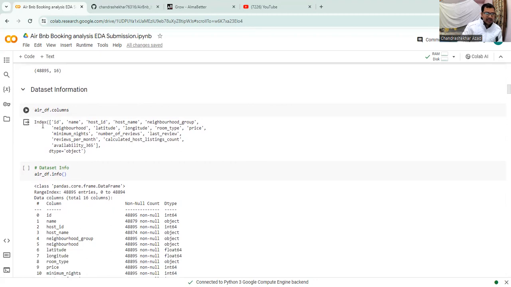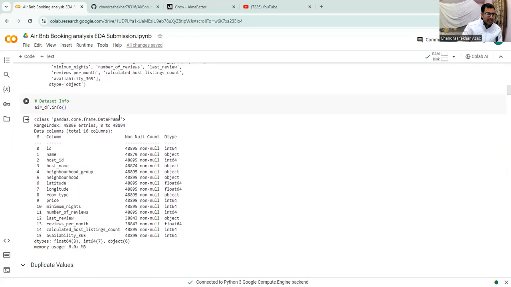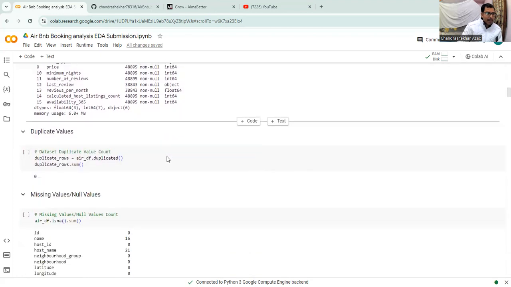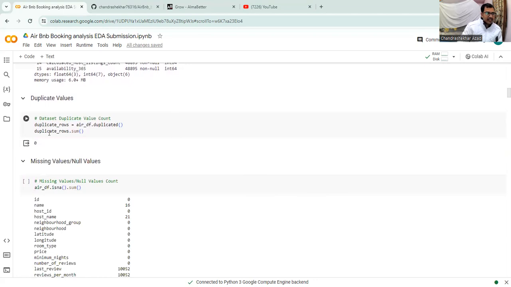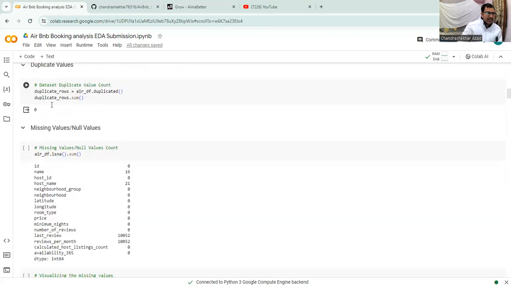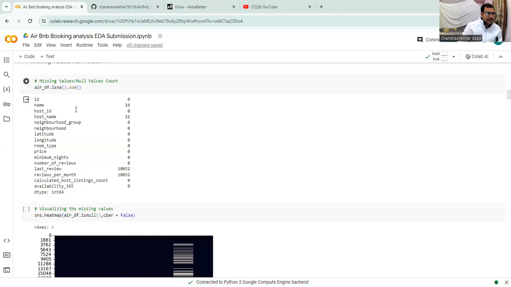The columns method shows the different variables, meaning the names of the columns, like ID, name, host ID, host name, neighborhood groups, etc. The info method shows the column names and their types of data. Next is duplicate values. We check whether the columns contain duplicate values. Here the value is 0, so we can say that there are no duplicate values present in the dataset.